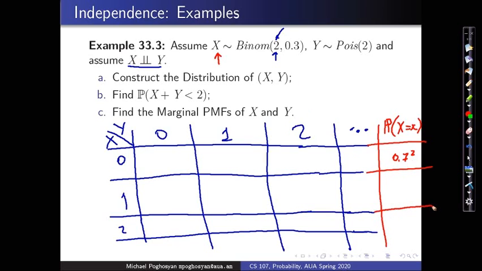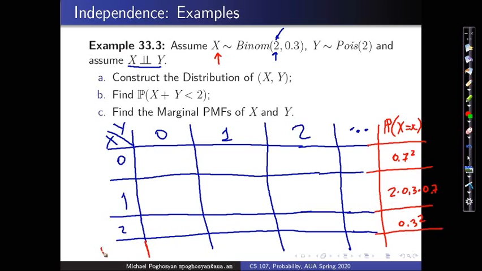Okay, what is the probability that x will be 1? X is 1, that means 1 success and 1 failure. Two cases, success then failure, or failure then success. The probability of success is 0.3, probability of failure is 0.7. So this is that probability. And x is 2 means both trials gave success to us, and the probability of that is 0.3 squared. Okay, now I have the marginal of x.